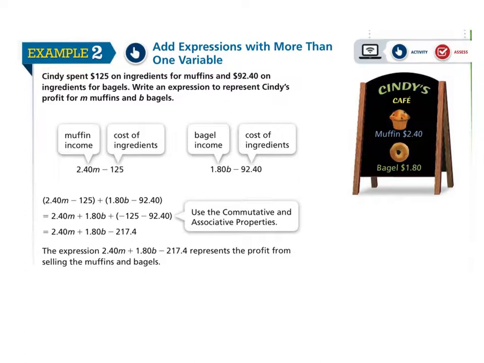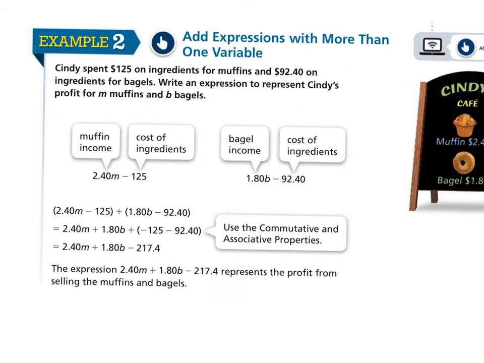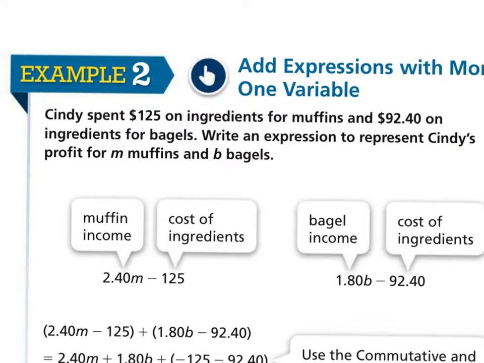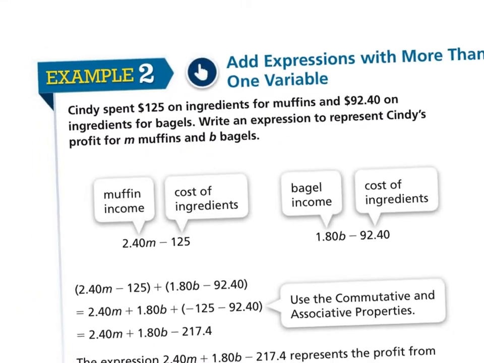So example 2, what's going to happen here is that they're saying that we have more than one variable, and you might say, well, we just had one with more than one variable. We just had something with an M and something with an M. That's actually two variable terms, but not two variables. Two variables means that we're going to have more than one letter involved in this problem. So Cindy spent $125 on ingredients for muffins and $92.40 on ingredients for bagels. Write an expression to represent Cindy's profit for M muffins and B bagels.